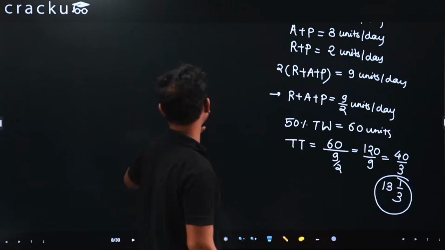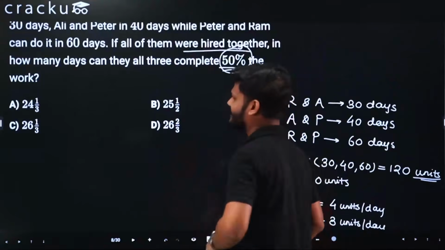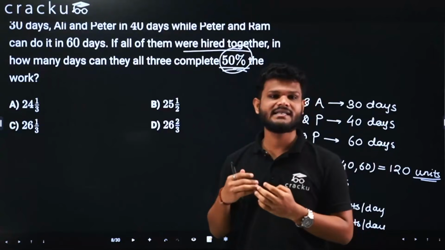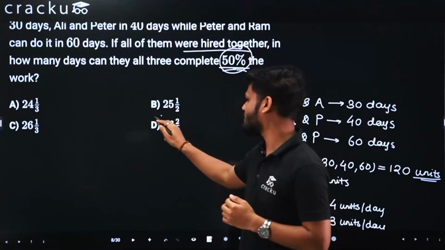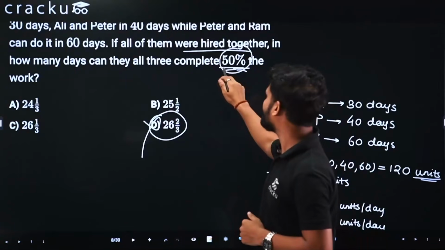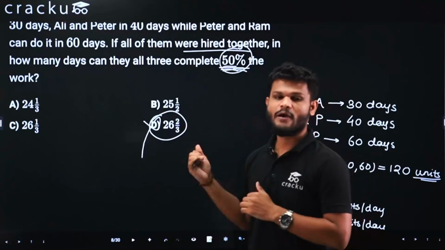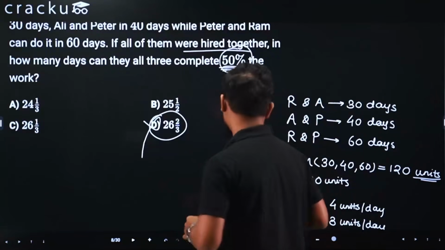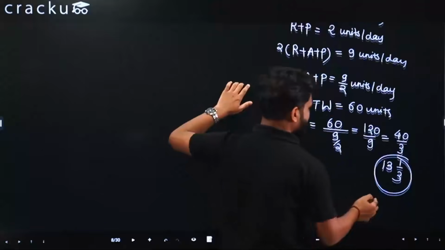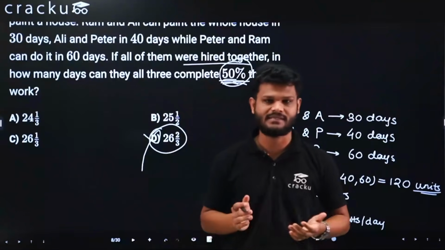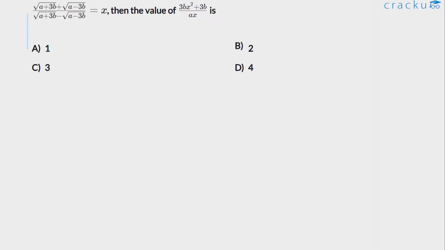But in this one, what they have done is that they have taken the complete work, so it became 26 2 by 3. So this was the answer given, but this is not the correct answer. Why? Because only 50% work is asked. The options are given considering the complete work, which is 120 units. Hence the answer to this question is 13 1 by 3, and hence this question is kind of bonus. So this is how you solve the question.